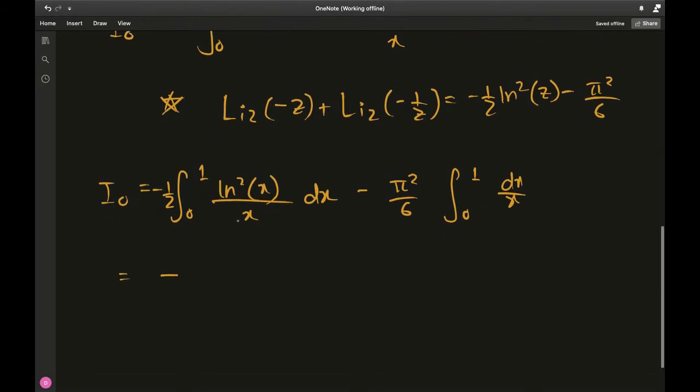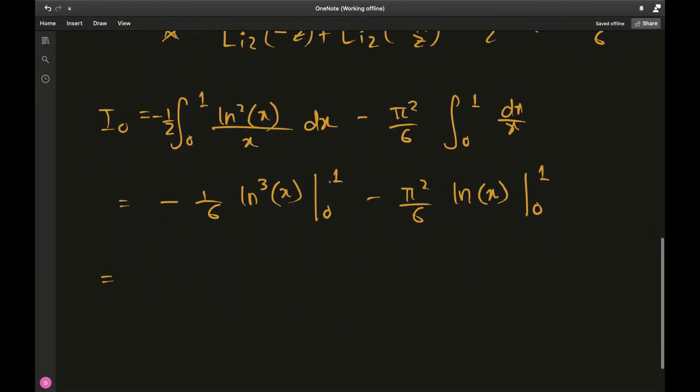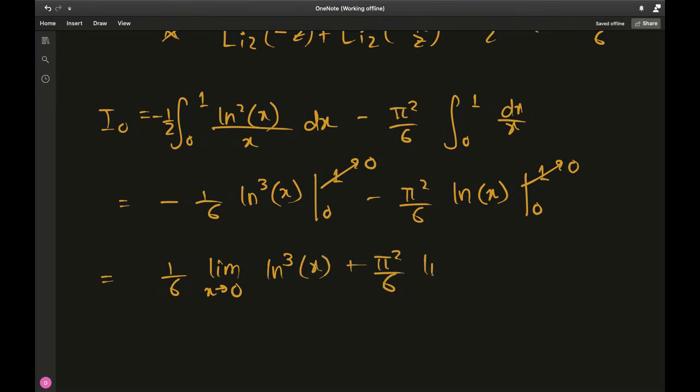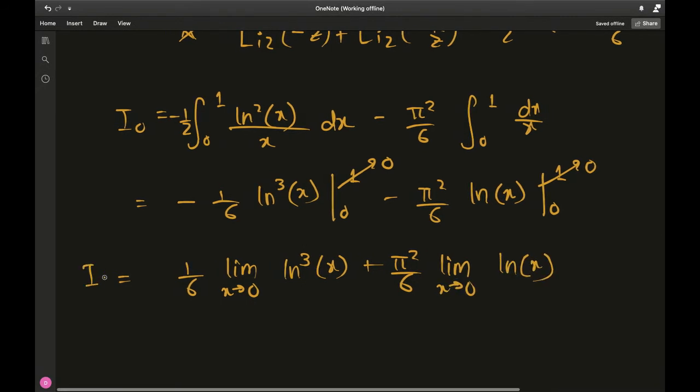So this, if you want to do u substitution or just simple anti-differentiation, is natural log cubed of x evaluated from 0 to 1 minus pi squared over 6 natural log of x evaluated from 0 to 1. So at 1, natural log of 1 will be 0. Same thing for this guy. So we have 1/6 times the limit as x tends to 0 of natural log cubed of x plus pi squared over 6 times the limit as x goes to 0 of natural log of x. That's basically our I naught.